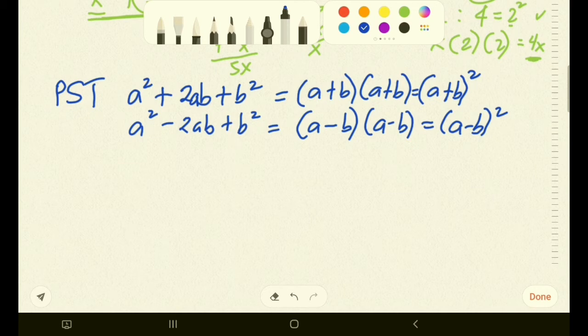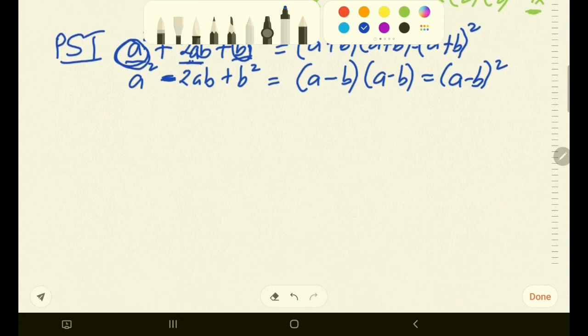So the first and the last term are perfect squares. You multiply the base, or the square root, of each term, the first and the last term. So you have your a and the b. You multiply it and then multiply it by 2. So that is the perfect square trinomial. So here, when you have minus, expect that in the binomial factors, the operation is minus, or subtraction. Okay, let's have more examples.